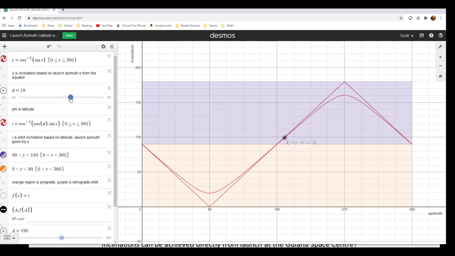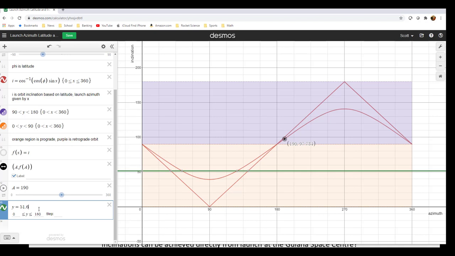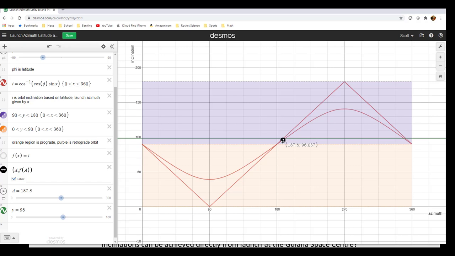What I'll do is I'll adjust the latitude. So right, adjusting latitude here to a negative. Let's see. The Mahia Peninsula is at 39.2 degrees south. If the target inclination is 98, well, we're pretty close to it right there. Yeah, perhaps around 190, 191 degrees launch azimuth.